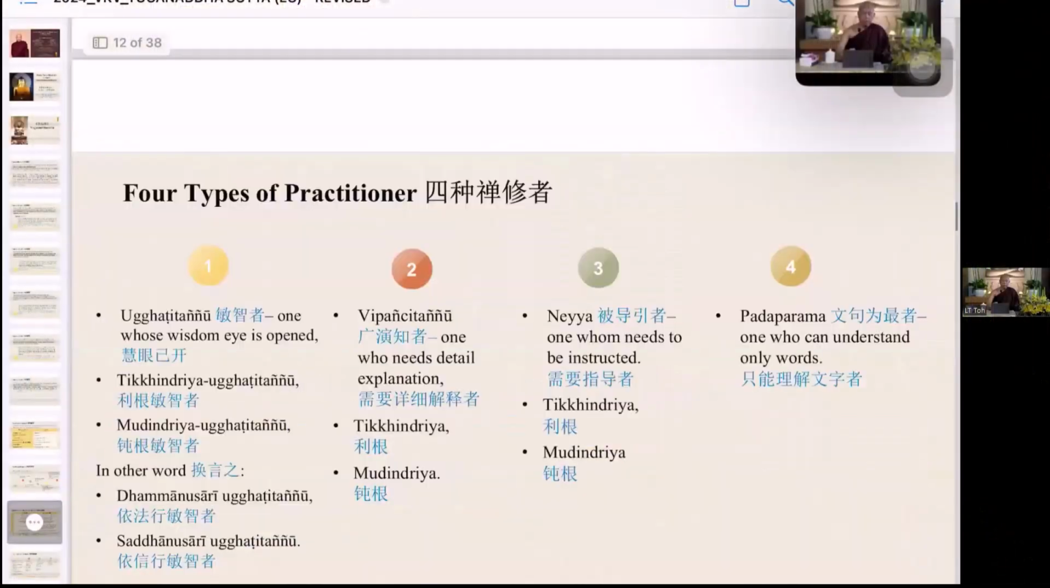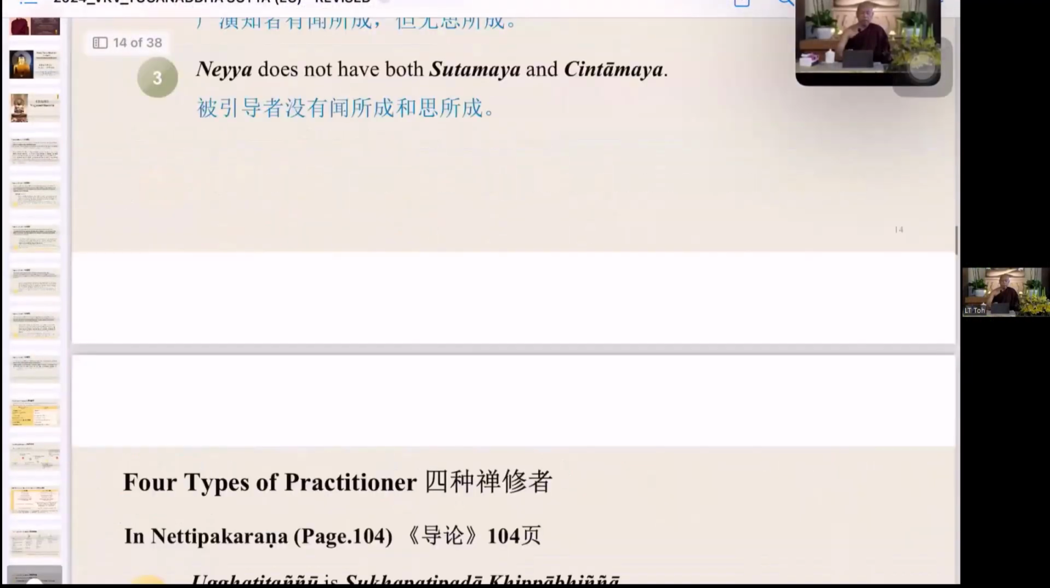Namo Tassa Bhagavato Arahato Sama Sambuddhassa. Namo Tassa Bhagavato Arahato Sama Sambuddhassa. Namo Tassa Bhagavato Arahato Sama Sambuddhassa. Today we have to talk about previous chapter.